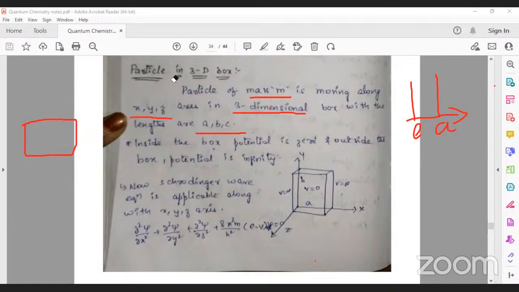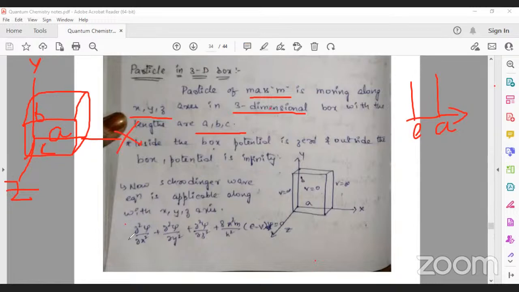Whenever the particle is moving in the cubical box, the energy will be calculated through this. So this is the three-dimensional box. This is the x-axis, this is the y-axis, and this is the z-axis. Three axes will be there. Along the x-axis, the box length was a. Along the y-axis, the box length was b. Along the z-axis, the box length was c. These a, b, c are the coordinates of x, y, z.